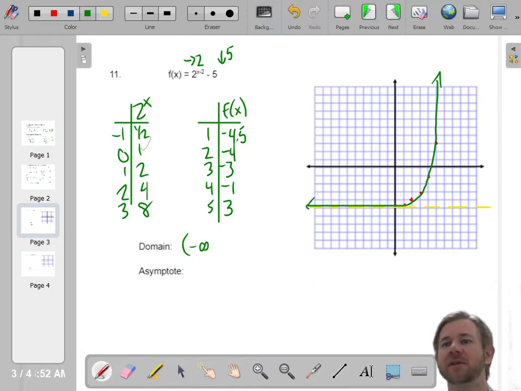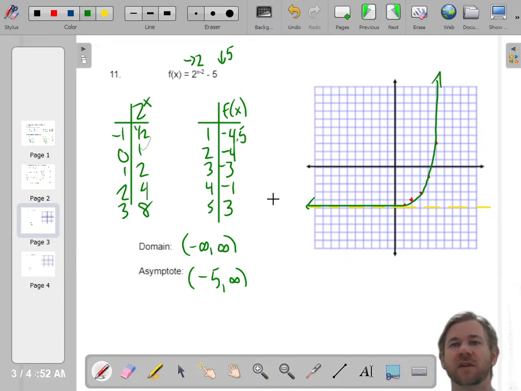Your domain is all real numbers for all exponentials. And then the range, if the asymptote is at negative 5, it's negative 5 and above. So, negative 5 through infinity.